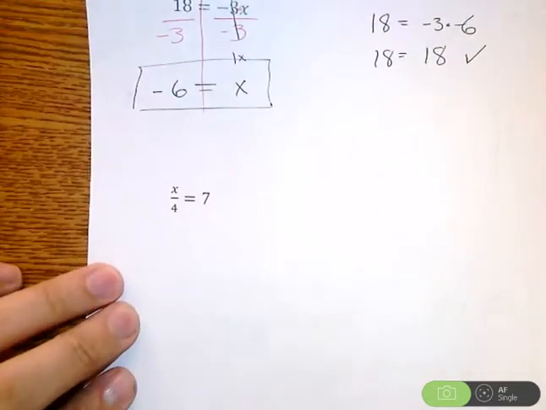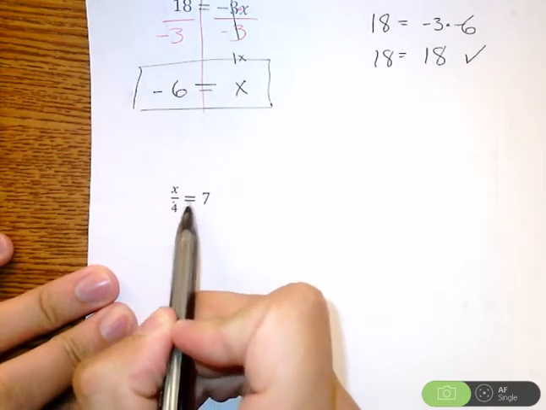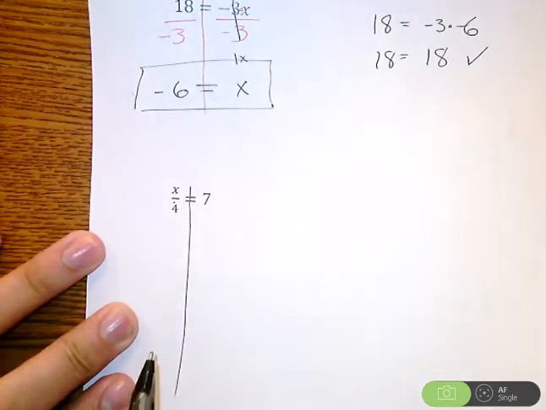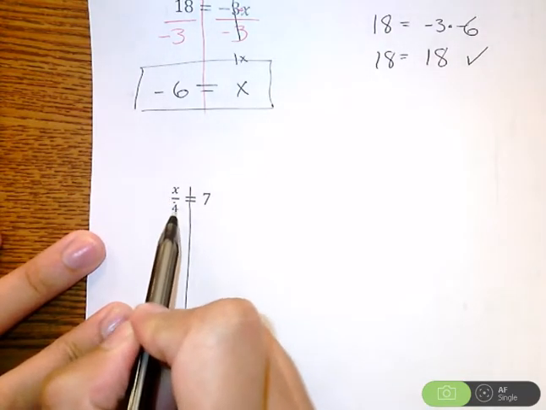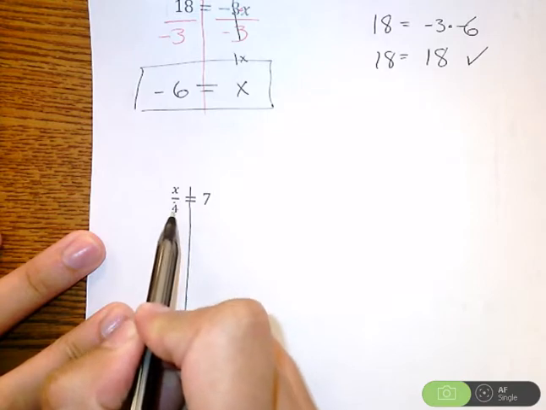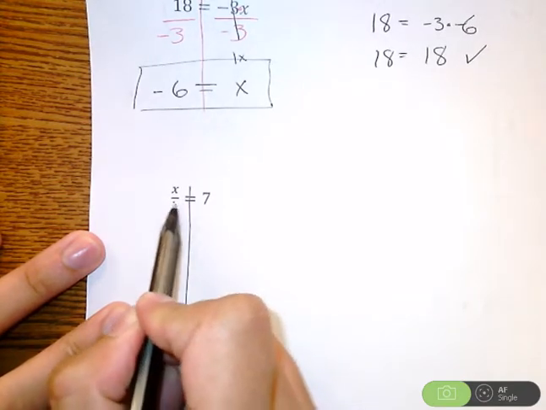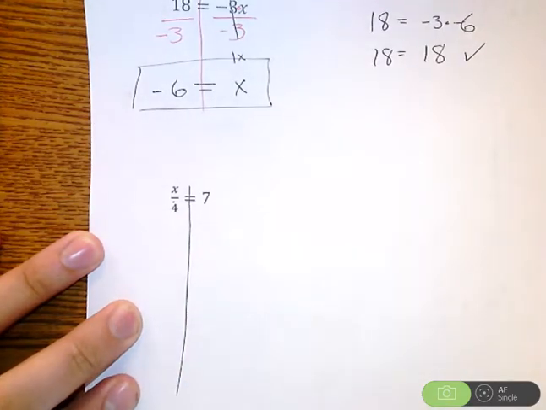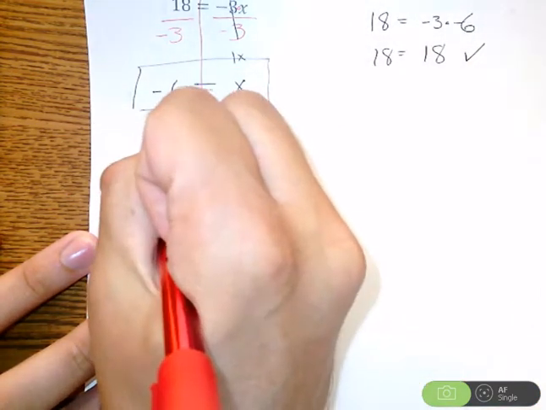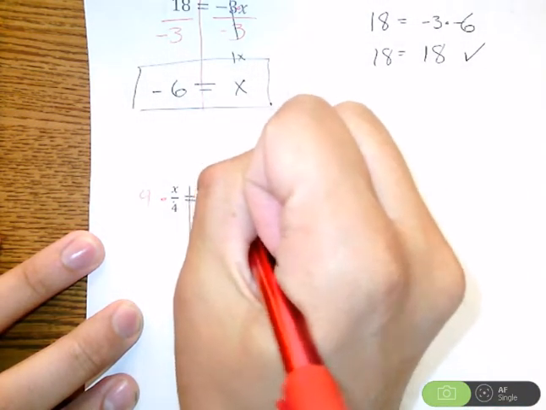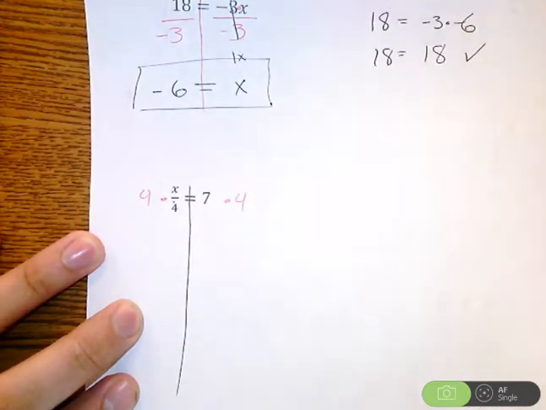Final example. x divided by 4 equals 7. Our x is on the left side. It's currently being divided by 4. I want to get rid of this division by 4 and move it to the other side of my line here, the other side of the equation. So the opposite of dividing by 4 is we're going to multiply by 4. Multiply the left side by 4, multiply the right side by 4.